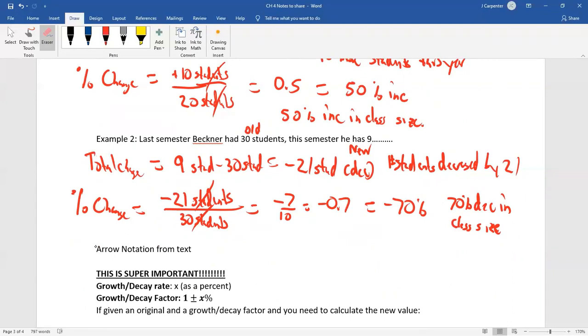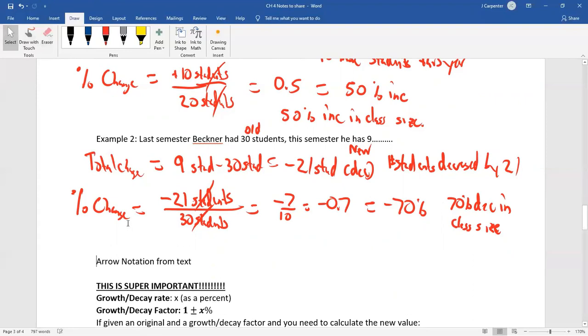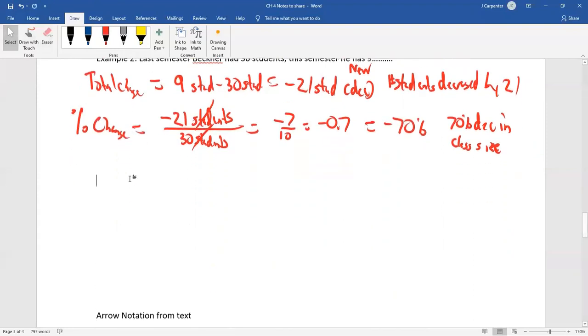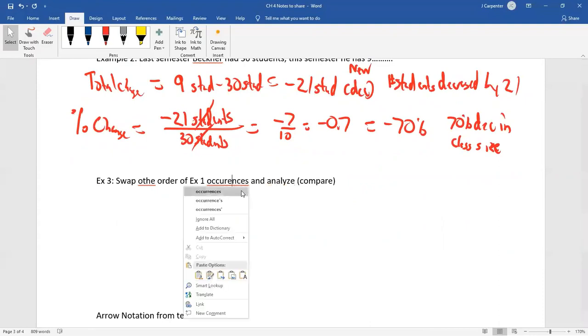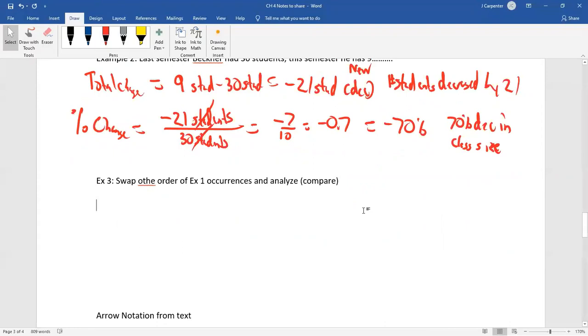Example 3, again, just kind of not sure where my example 2 went. I think I have another version of this file somewhere. So for example 3, what we are going to do is swap the order of example 1 occurrences. There we go. I spelled it right.